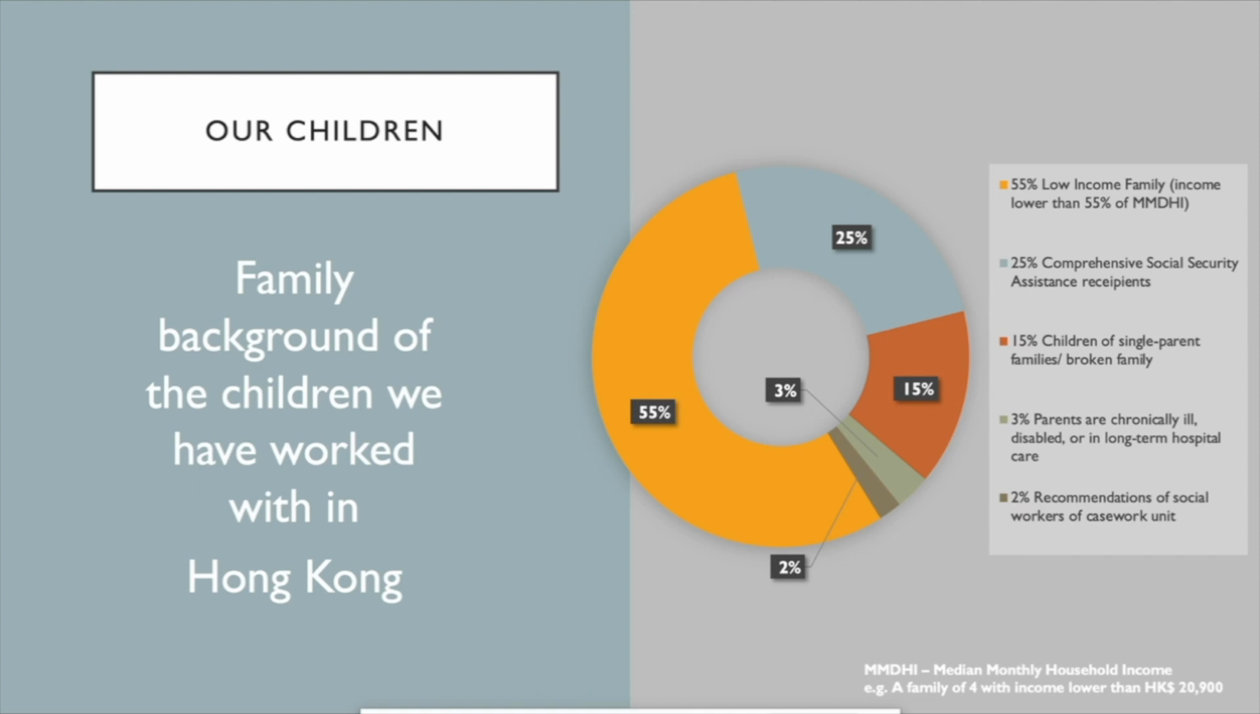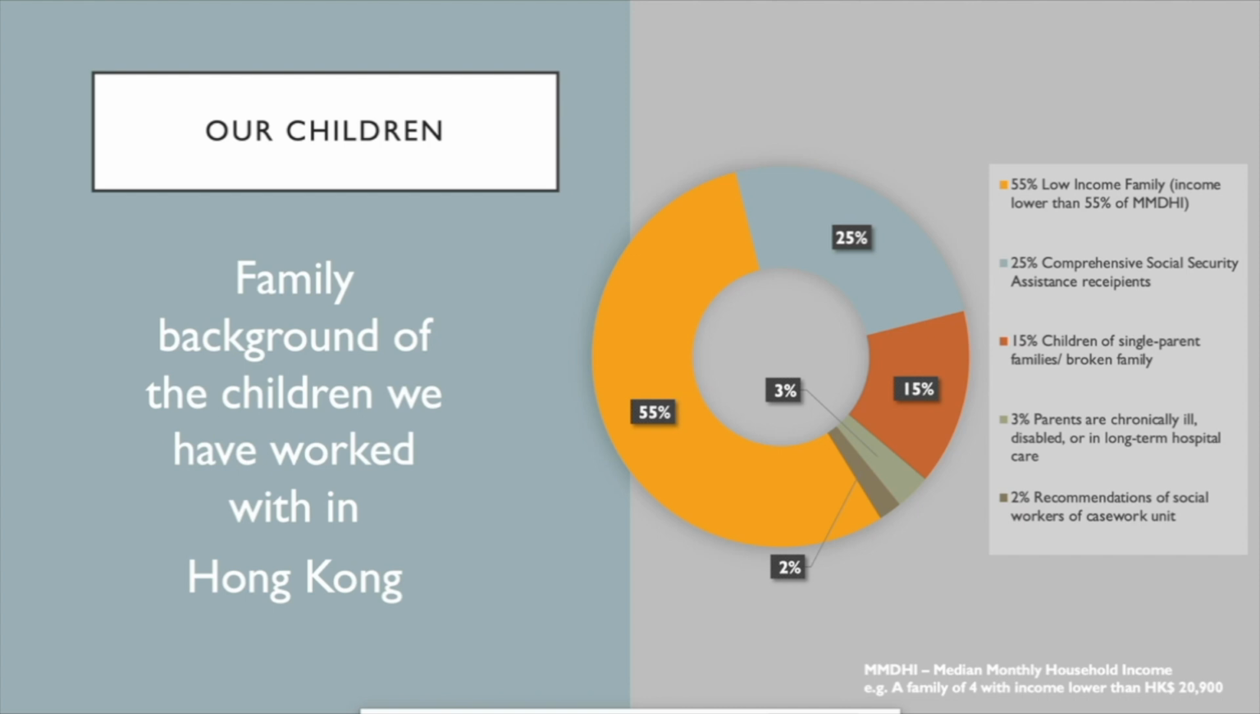25% of them come from comprehensive social security assistance recipients, meaning the government even subsidizes them. So they are lower than the low-income family children. 15% of them come from single-parent, broken families, mostly single mothers. 3% of them actually have parents who are chronically ill or disabled and in long-term hospital care. They can't even care for themselves. How can they care for their children?